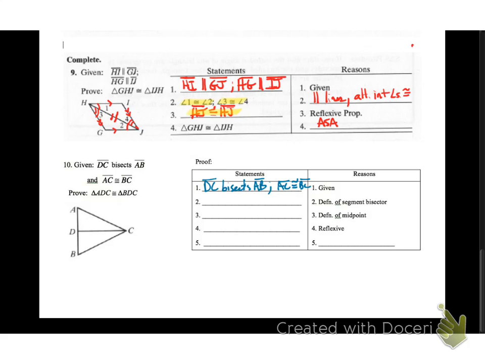Given this has meaning, y'all. When it tells you that something bisects, that has meaning. What does it mean to have the definition of a segment bisector? Segment bisectors create midpoints. So D is a midpoint.